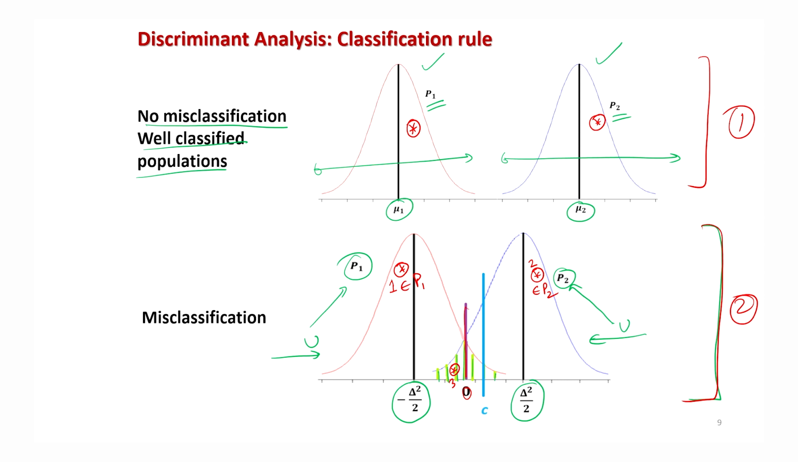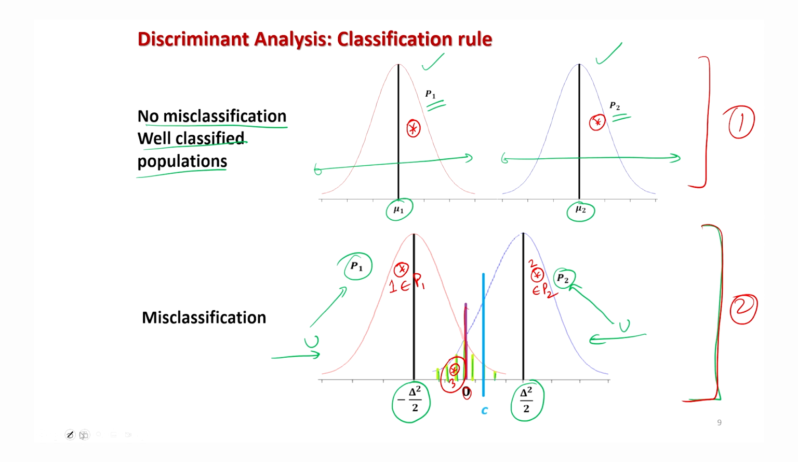For example, if you look at point number 3, this belongs to P1 as well as P2. So, I will compute the respective probabilities that point number 3 belongs to population P1 and P2. And if the probability that point number 3 belongs to P1 is higher than the probability that it belongs to P2, then I will classify it into P1. So, this is how we are trying to do it.